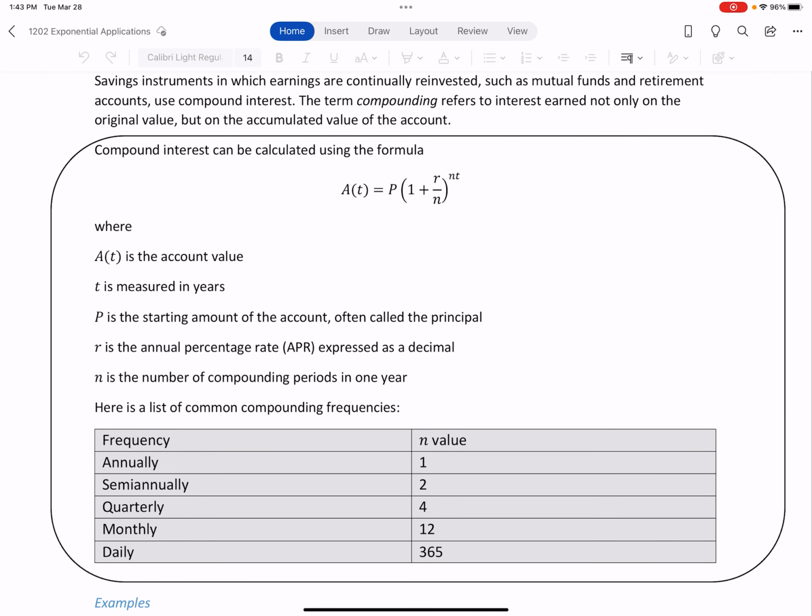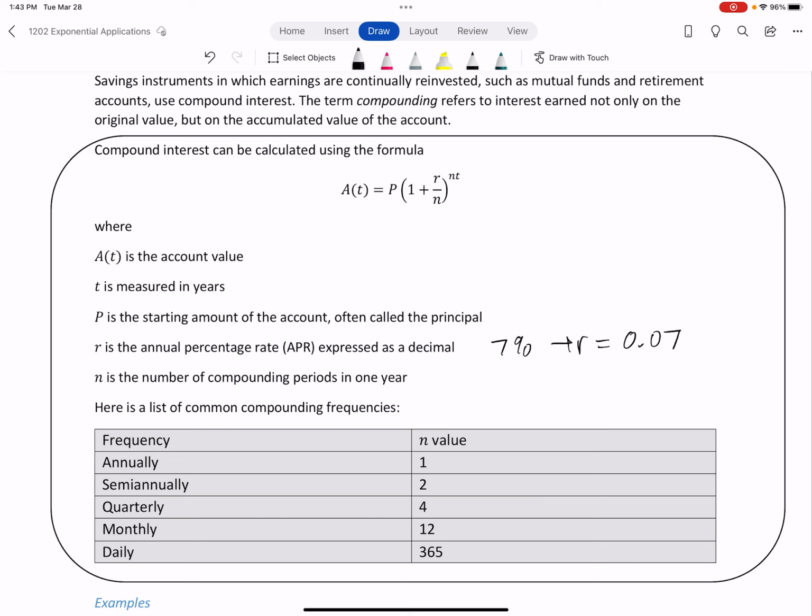So P is the starting amount or the principal. R is the rate as a decimal. So for instance, if you earned 7% interest, you would say R is 0.07. You divide by 100 to get the decimal. N is the number of compound periods.